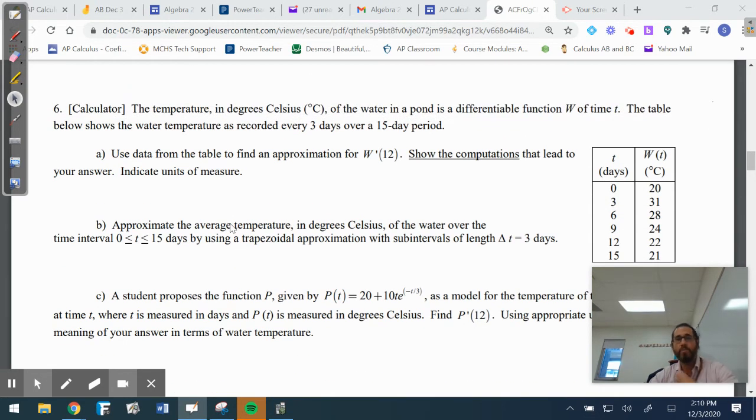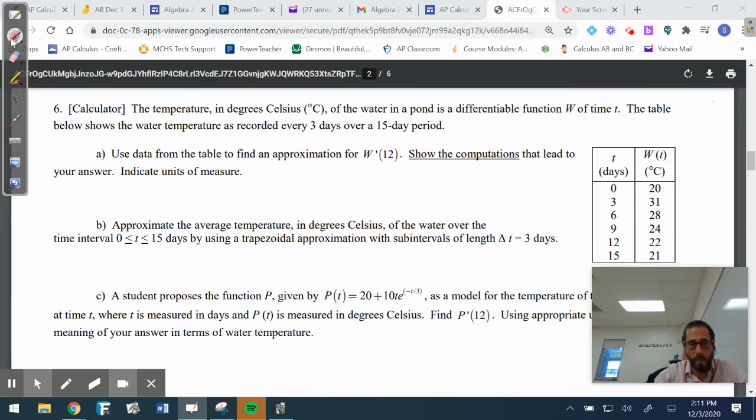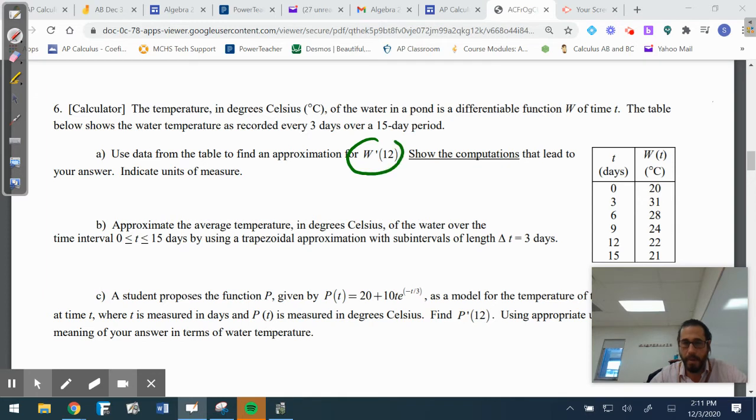Okay, here we go. We will do 6 together. Get out those calculators. It says the temperature in degrees Celsius of the water in a pond is a differentiable function W of t, which means it's continuous. The table below shows the water temperature recorded every 3 days for a 15-day period. All right, big time AP Calculus question. What is W prime of 12? What the heck? That means derivative, but they only give me a table. They don't give me a function. Well, how do I use the table?